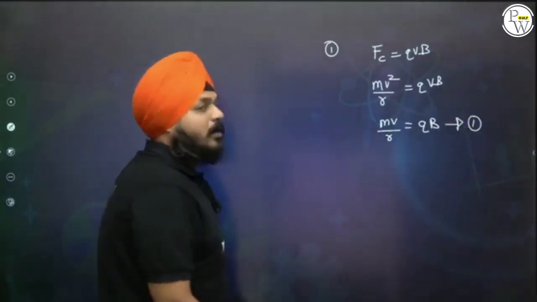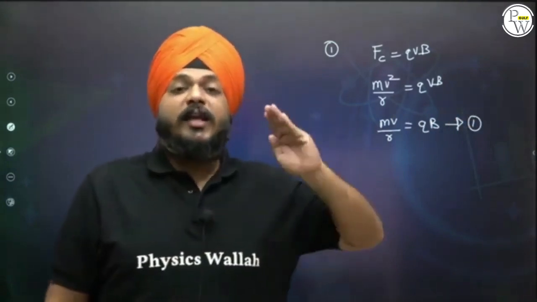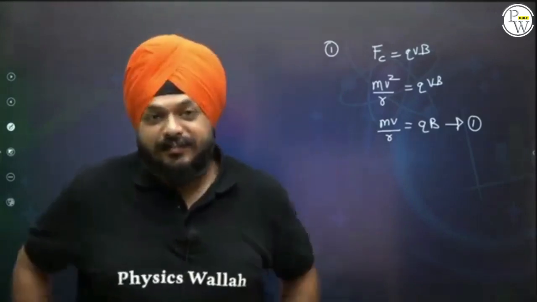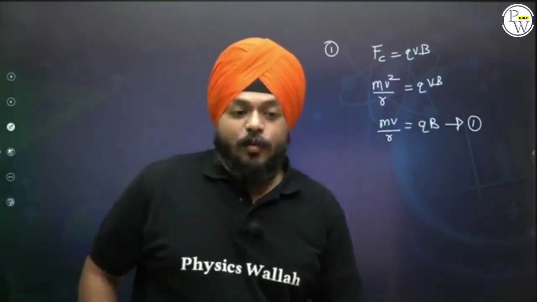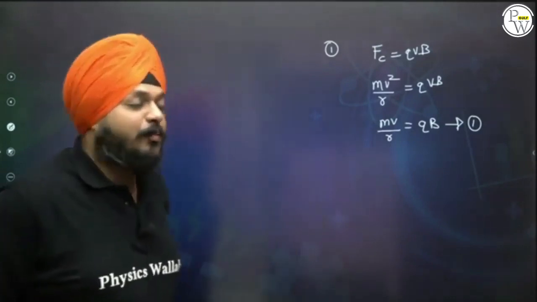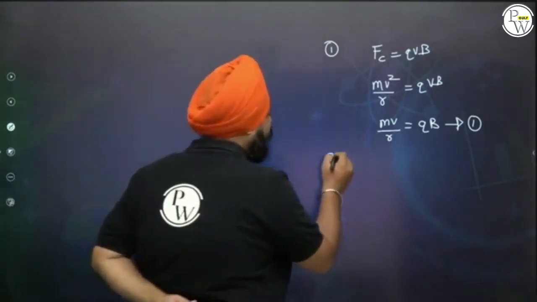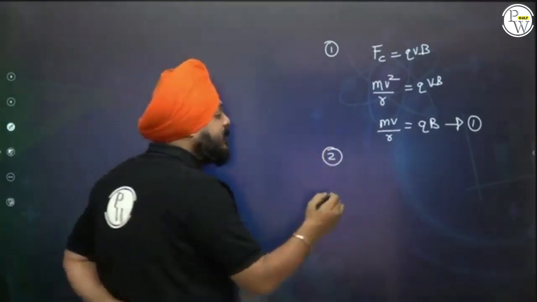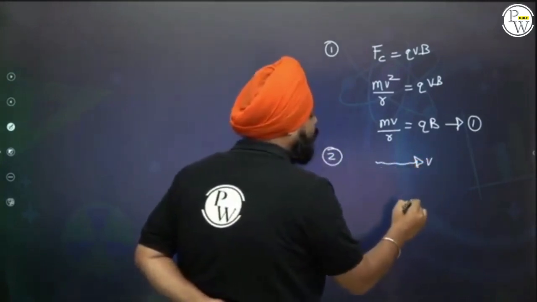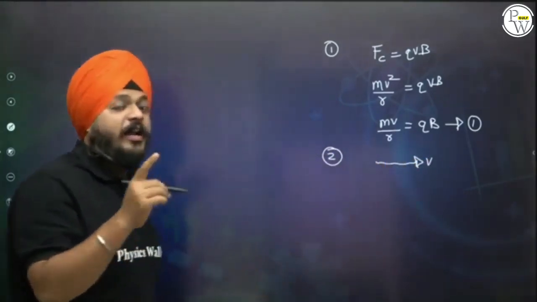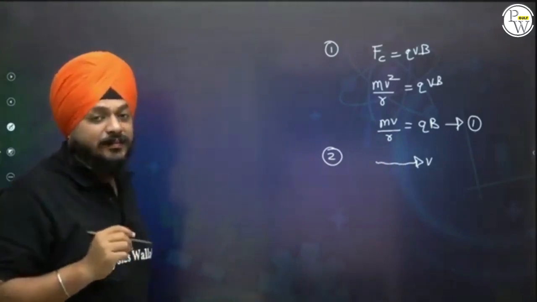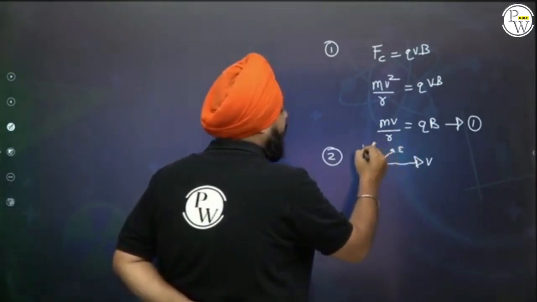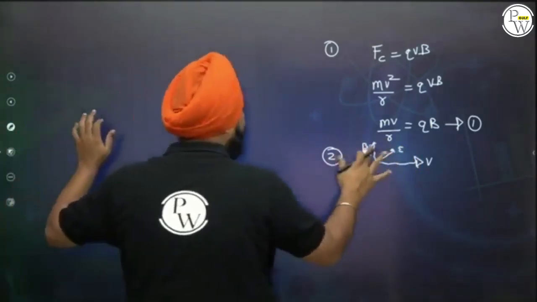Yes. Now what happens? Under the influence of the electric field, it moves onto a straight line. So this is the second phase of the question, in which the particle is moving onto a straight line with the velocity v, and the electric field and the magnetic field both are present, right? Suppose the electric field is in this direction and the magnetic field is in this direction.